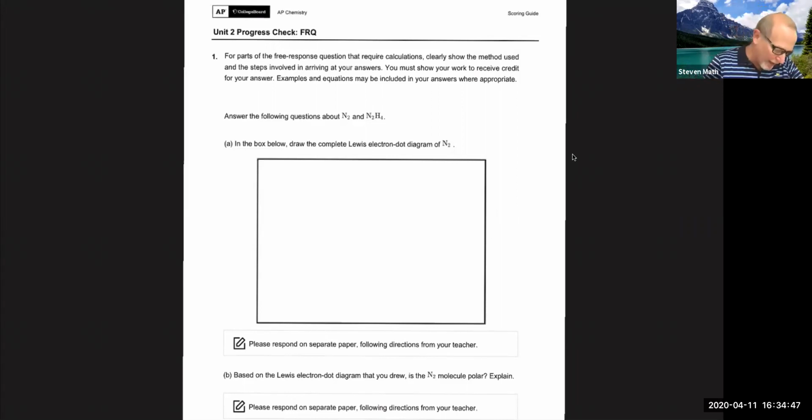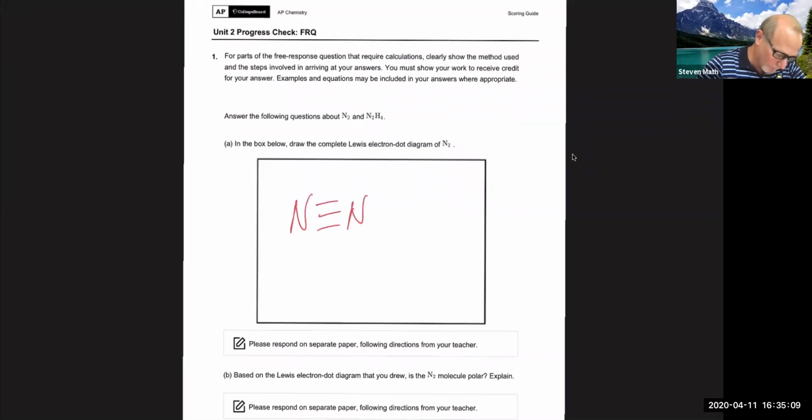So answer the following questions about N2 and N2H4. N2H4 is hydrazine. It's a rocket fuel. That's very cool. In the box below, draw the complete Lewis electron dot structure diagram for N2. We can do this.